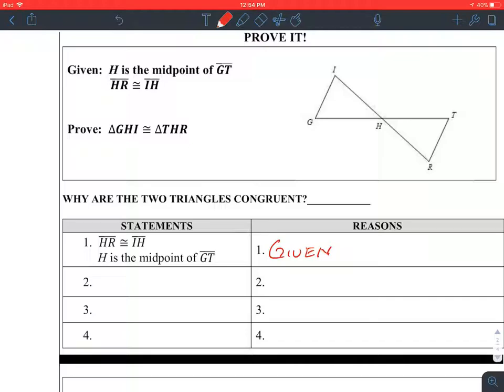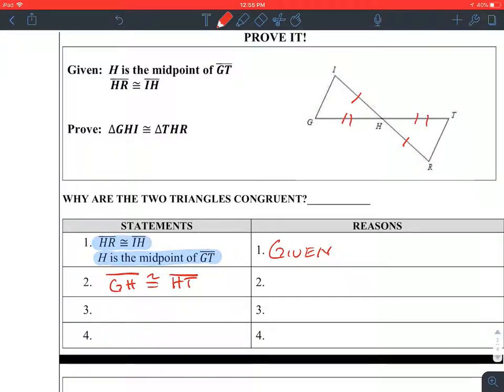So segment HR is congruent to segment IH. I'm going to put that in my picture. The other fact is H is the midpoint of segment GT. So if H is the midpoint, that means that GH, that segment, is going to be congruent to segment HT.